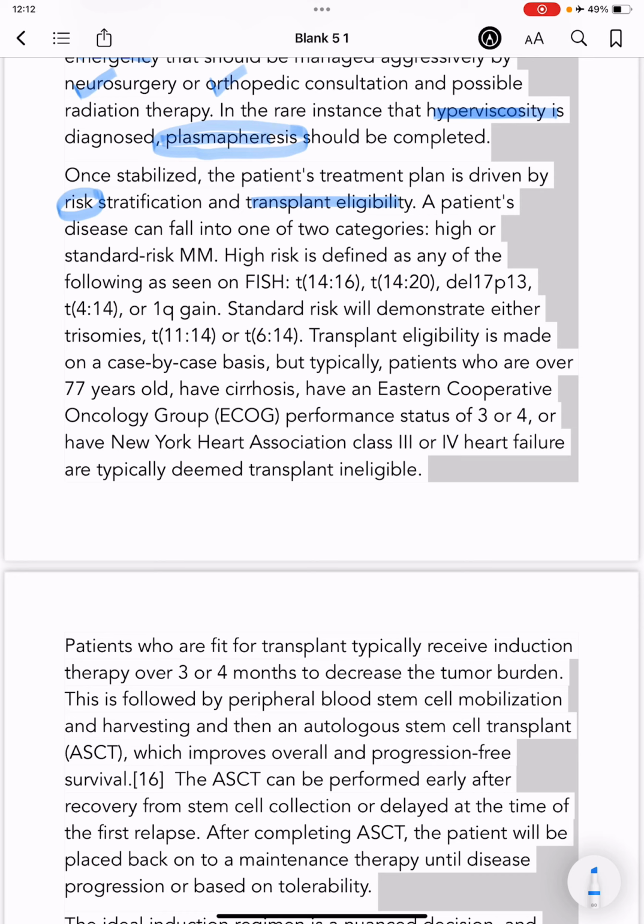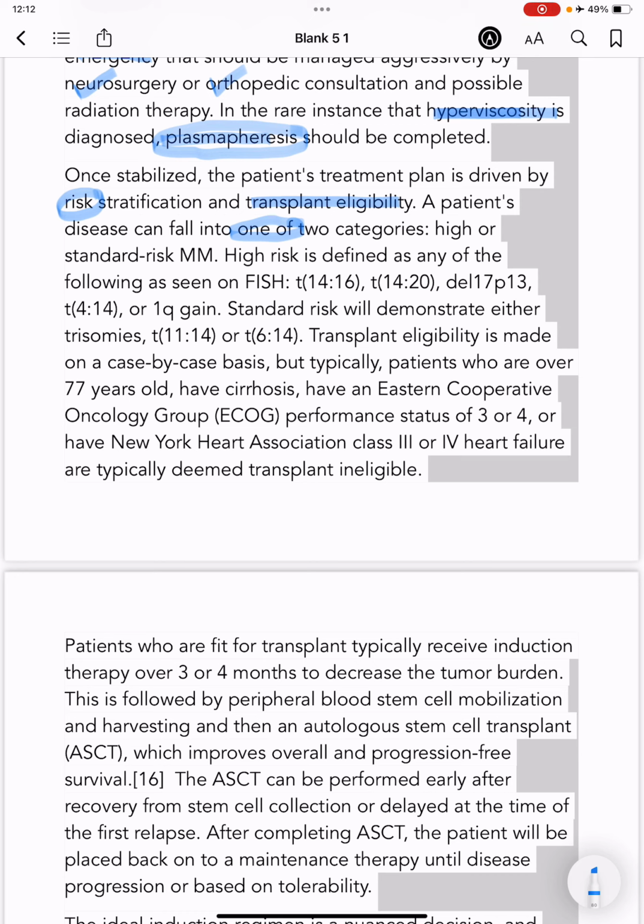So how do you classify the risk stratification? It definitely falls into one of two categories: a high risk category or a standard risk multiple myeloma patient.